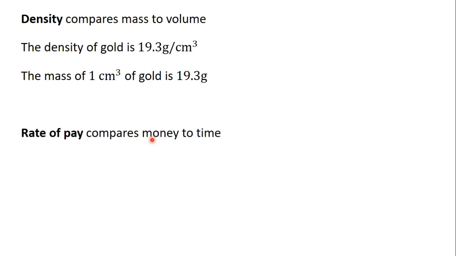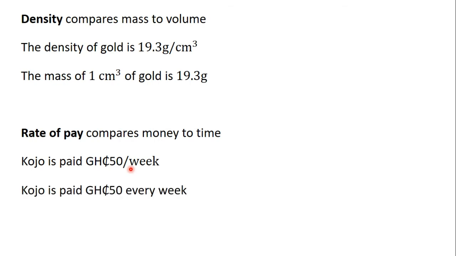Another example of rate is the rate of pay. The rate of pay compares money to time. Usually, it shows the amount of money an employee will earn in a certain period of time. For example, Kofi is paid 50 Ghana cedis per week. What this means is that Kofi is paid 50 Ghana cedis every week. 50 Ghana cedis per week is known as the rate of pay of Kofi.